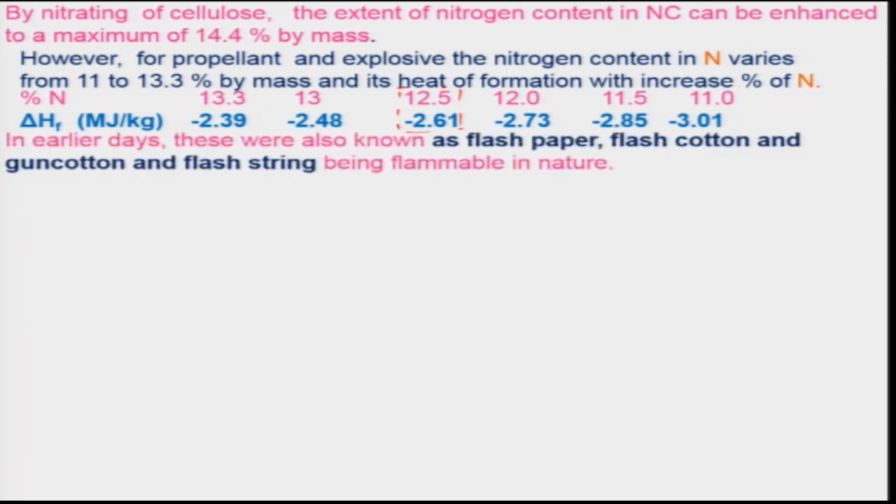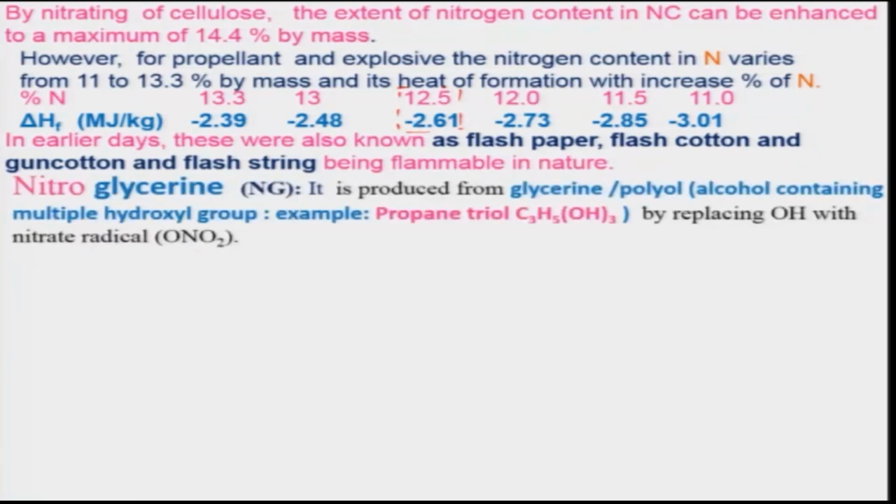In earlier days these were also known as flash paper, flash cotton, gun cotton or flash string, being flammable in nature because they can catch fire very easily. And in India, particularly in medieval times, this flash cotton and gun cotton were manufactured plentifully, just to win a war and also to act as ammunition.